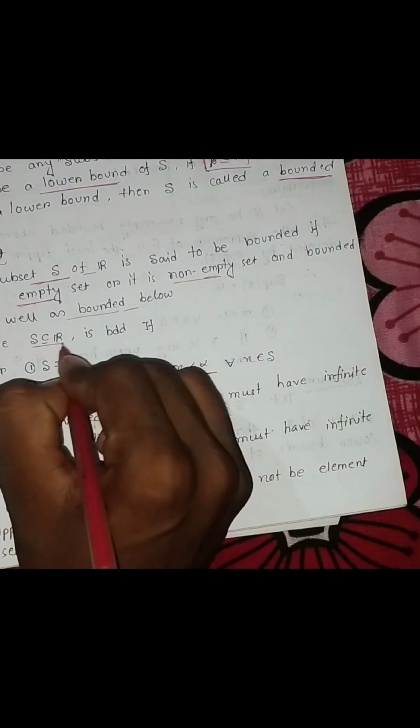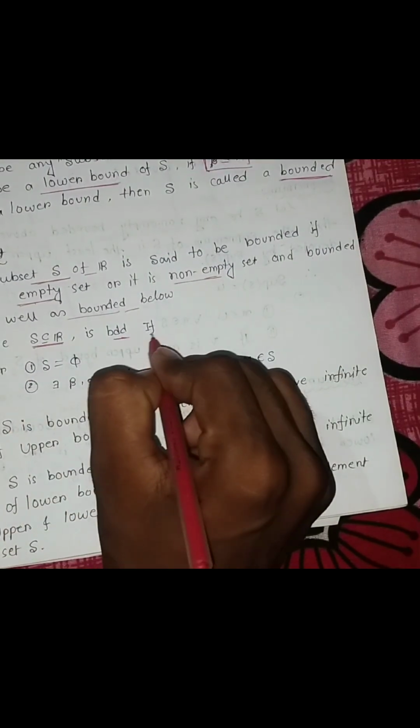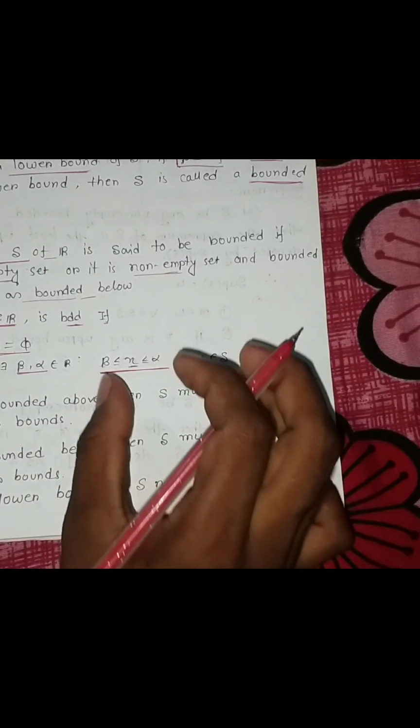That means H, a subset of real numbers, is bounded if one of these two properties holds. First, H is empty, then it is also bounded. Secondly, if there are two numbers alpha and beta from the real numbers, such that for all x belongs to S, x lies between alpha and beta, then we can say it is a bounded set.